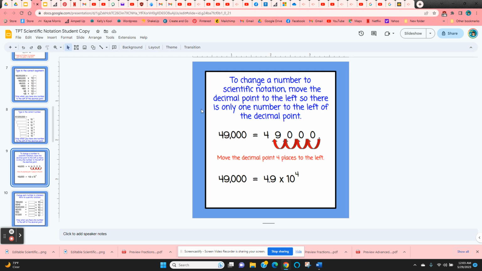Then it shows the students how to change a number in standard form. They just count the decimal places. So if the decimal point in a whole number would be at the very end, and they want to move that decimal point to the left 1, 2, 3, 4 places so that there is one number to the left of the decimal point. So if they're moving it 4 places, it would be 4.9 times 10 to the 4th power.